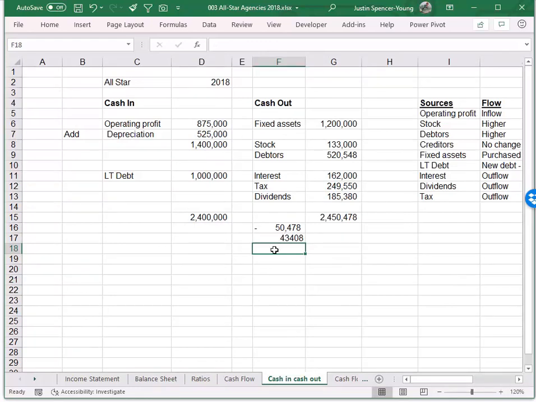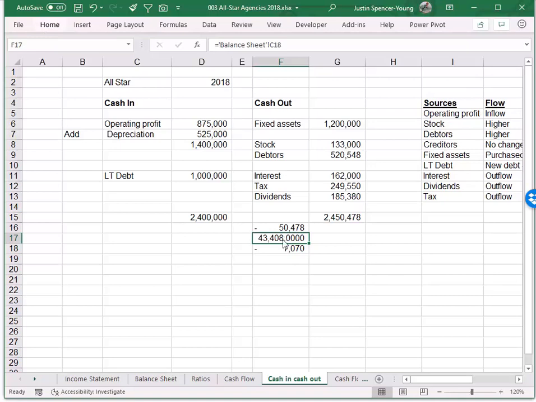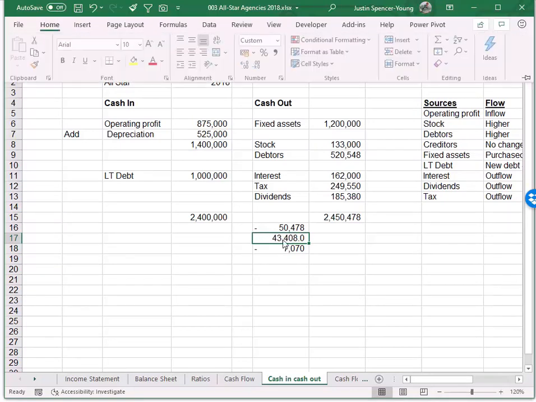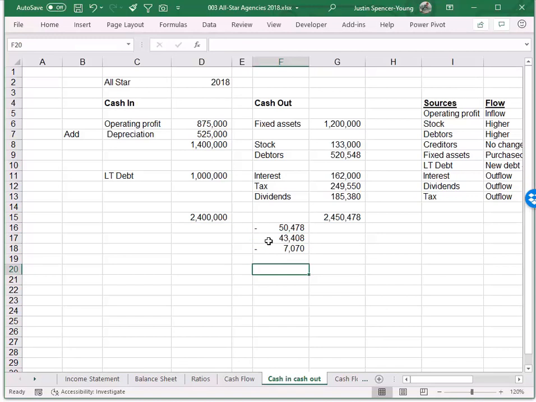And what if we say 43,408 plus the outflow? We'll be left with the net cash position. Let's adjust that formatting there. Do that the other way around. Take some zeros out. What we've done is we've said we started with 43,408, 50,000 and some change went out. So what are we left with? We're left with this number of 7070 negative.